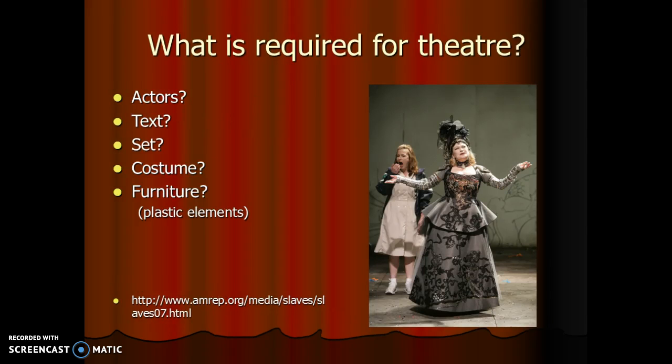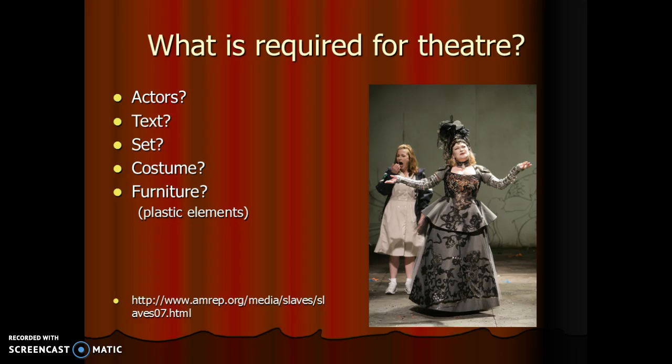What is required for a theatrical event? When you go to a play, there are certain things that you almost always see. There are actors, there's a text, there's a set, there are costumes, there's furniture, there are the plastic elements, the things you can touch, furniture, props, there's lighting, there's all kinds of things that we almost always see. But let's try to get to the essence of what makes theater theater and how it differs from other activities that we engage in that share many of the same features.